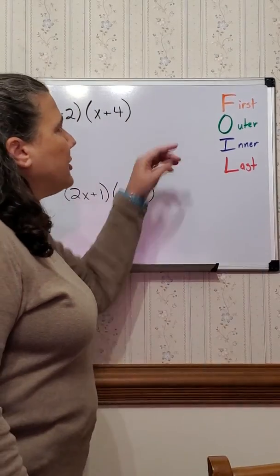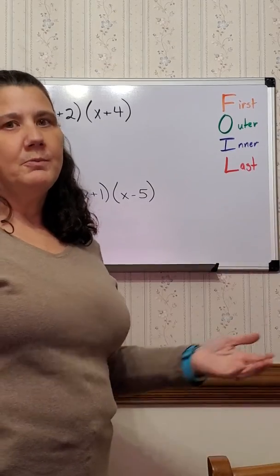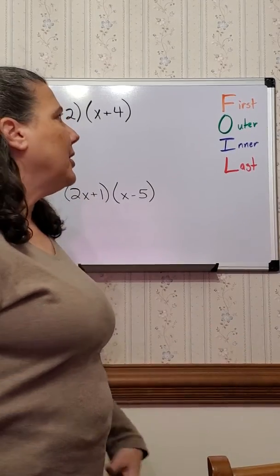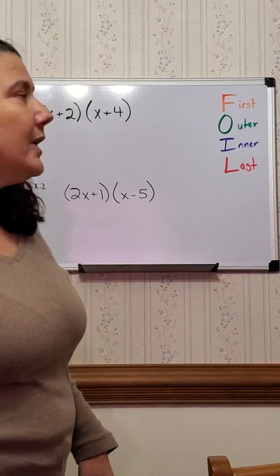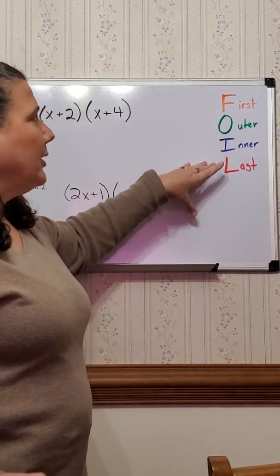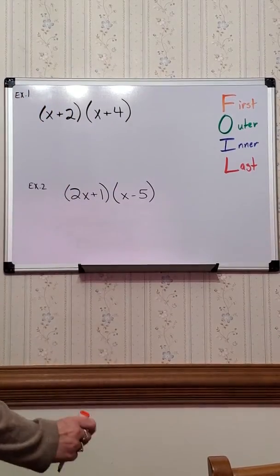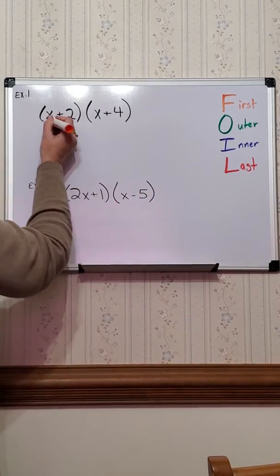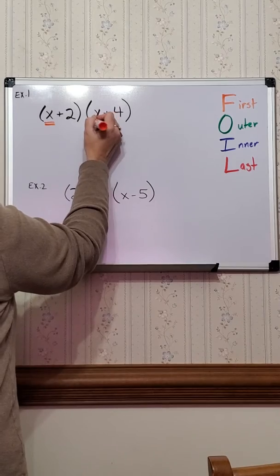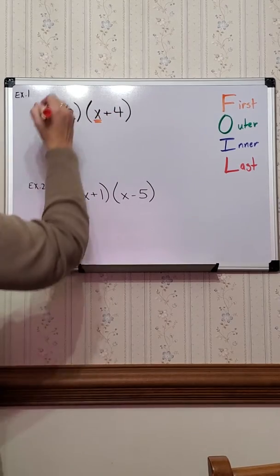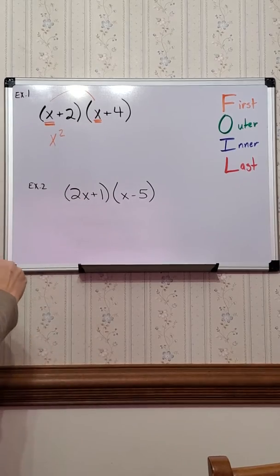Let's start first by talking about FOIL. This is just a way to remember how to multiply these and in what order you need to go. I'm going to teach you this, and then I'm going to show you another way that you can remember it as well. So in our FOIL, our F stands for first. So if I'm looking at my example 1, what we're talking about with first is the first number or variable there and the first number or variable there. So when I multiply these, I'm going to get x squared.